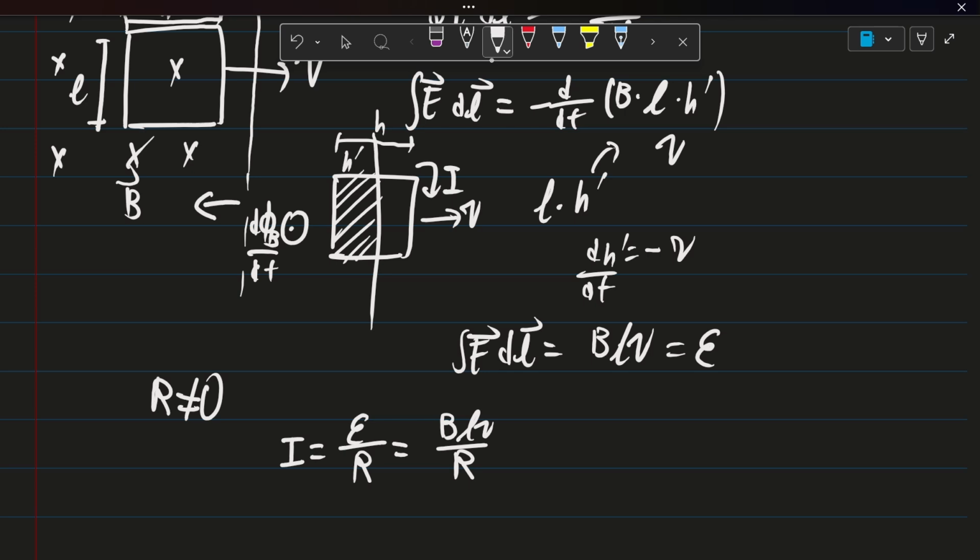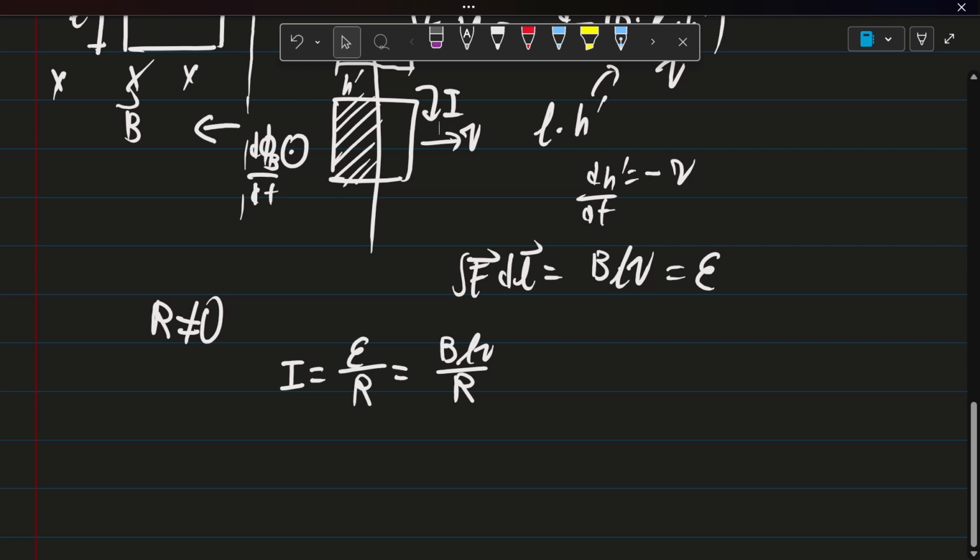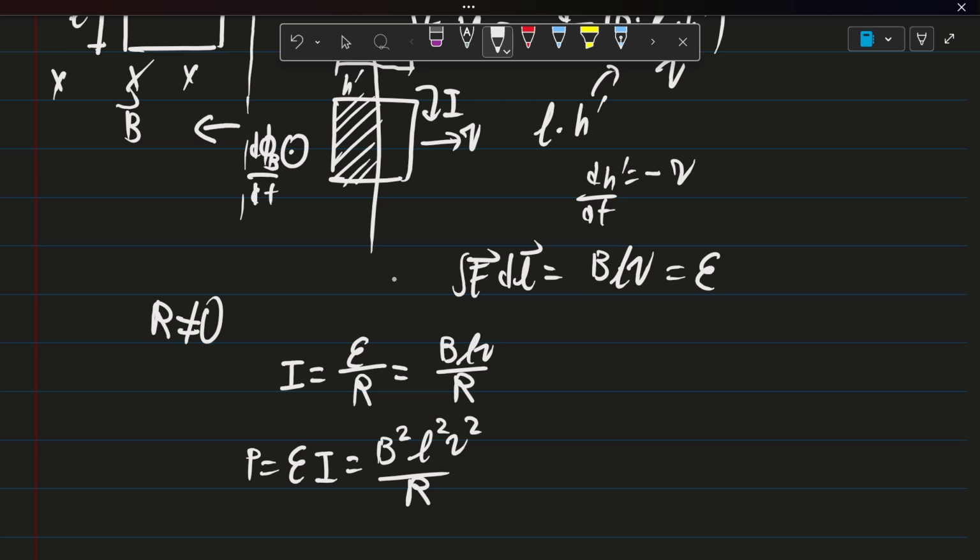So we can determine what's the power that is given from the magnetic field in itself. Remember that power is pretty much the EMF multiplied by the current. This will be B squared L squared V squared over R. So this is the power that was generated by this magnetic field. In order to obtain a constant V, we would need to pull it with a certain force.